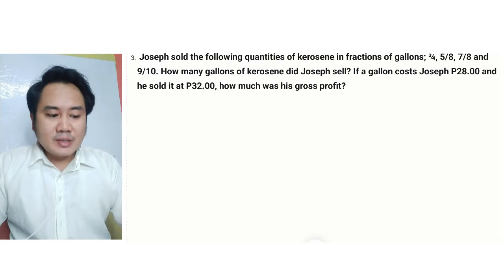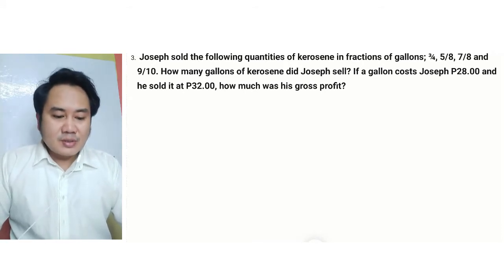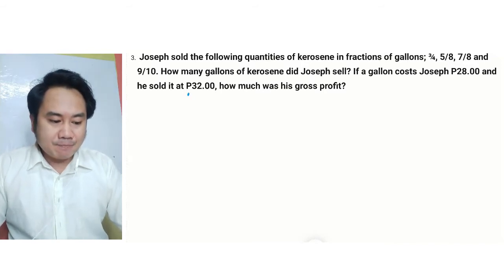Number 3. Joseph sold the following quantities of kerosene in fractions of gallons: 3/4, 5/8, 7/8, and 9/10. How many gallons of kerosene did Joseph sell? If a gallon cost Joseph 28 pesos and he sold it at 32 pesos, how much is his gross profit? First thing we have to do is to determine gaano kadami lahat ang naibentang kerosene ni Joseph. So, i-add natin lahat ng fractions na naibenta niya.